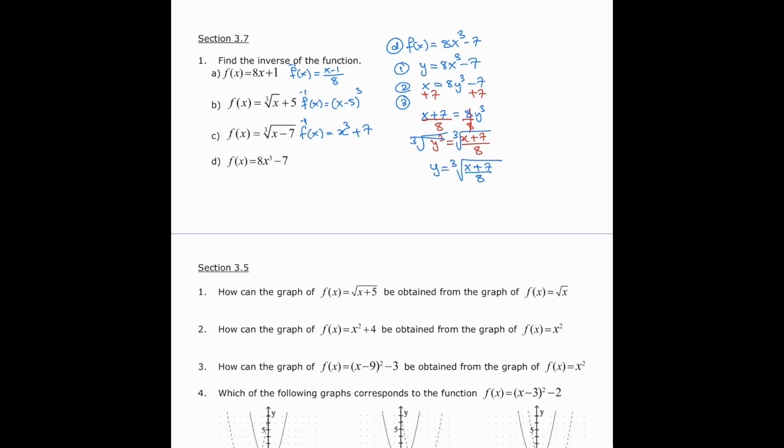Remember that the cube root of 8 is 2, so I can basically split it. The cube root of x plus 7, and then the cube root of 8, which is going to be the cube root of (x plus 7) over 2. And that is the inverse function of the function f of x is equal to 8x cubed minus 7. So the inverse is the cube root of (x plus 7) over 2.